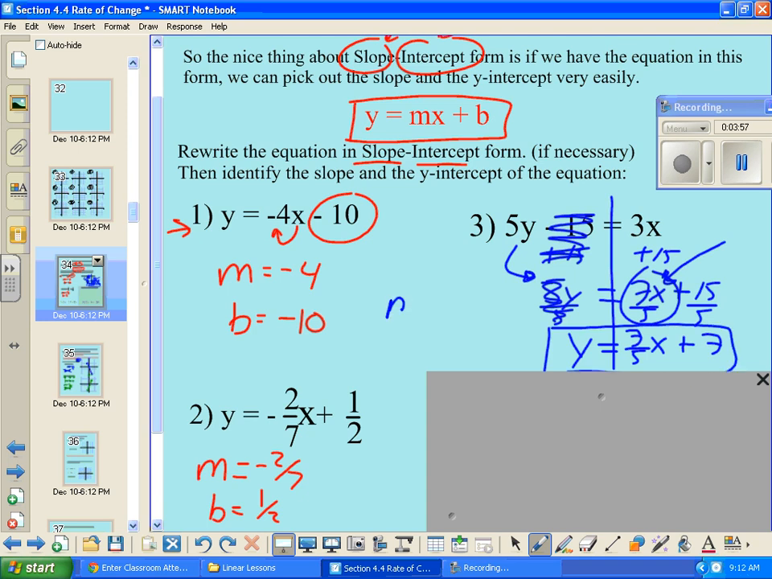If I was picking out the slope and y-intercept of this one, then I'd say the slope is 3/5, and the y-intercept is 3. Sorry, I divided by 5, but I got 3 for an answer. So that's what it looks like. Kind of either getting an equation in slope-intercept form, and then also just picking off the key information. This is kind of a little bit of a review of the previous lesson, so students should kind of know how to do this already.